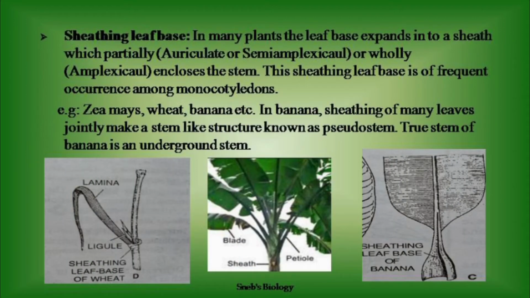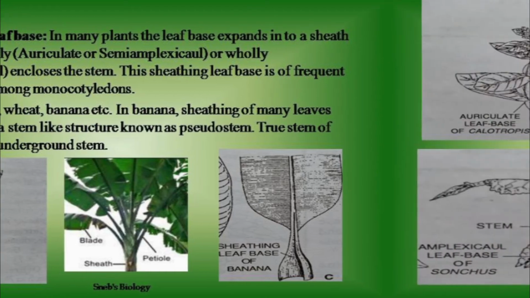Second is sheathing leaf base. This is the characteristic feature of monocotyledons. Here the stem is slender with long internodes and the leaf makes a sheath or cover around this part. For example, maize, sugarcane, wheat, banana, etc. In the case of banana, the sheathing bases of many leaves jointly make a stem-like structure known as pseudostem or false stem. The true stem of the banana is an underground stem.